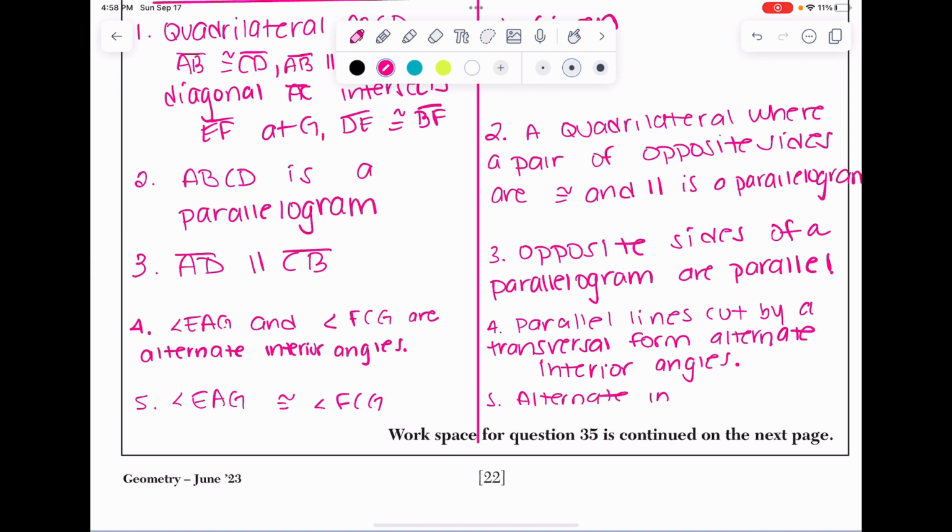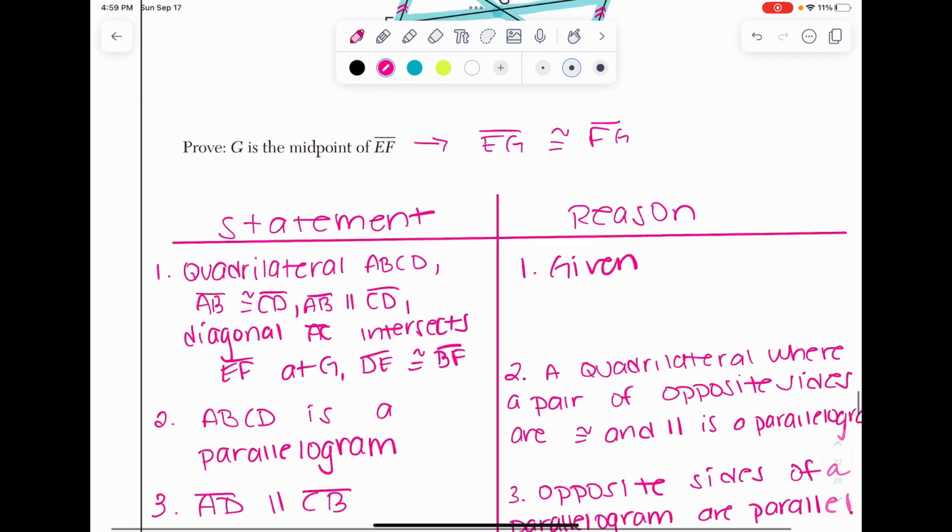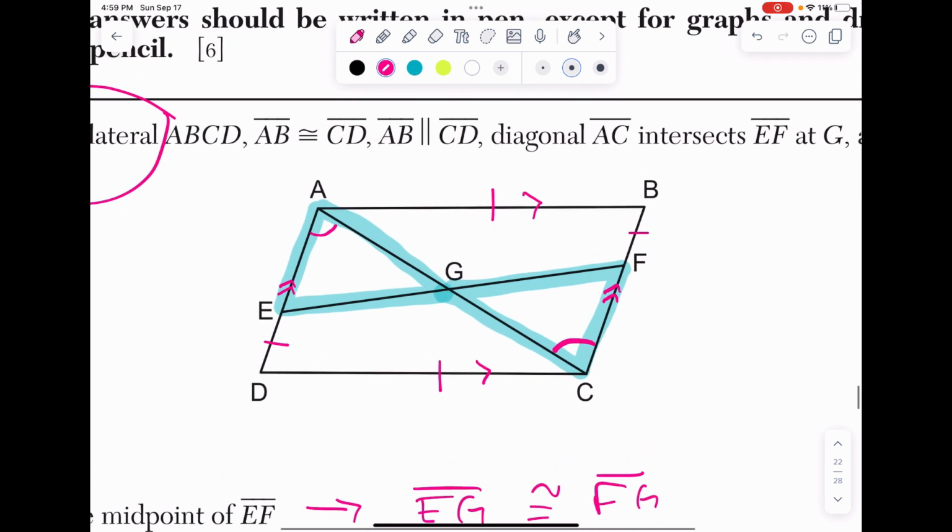Keep in mind, as you're writing, proofs are long. This is a 6-point proof, so there's going to be a good amount of work and writing that goes along with it. So all I did was show those angles are congruent. I'm going to go back to the picture for a moment. If you need to pause anything to copy it at some point, feel free.